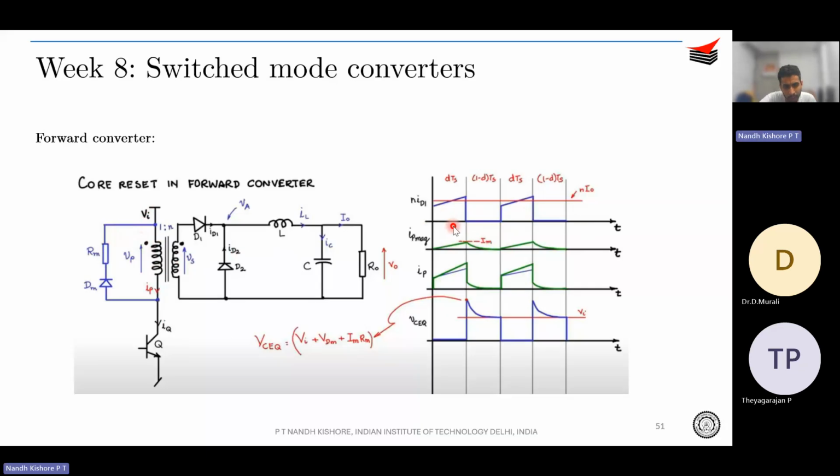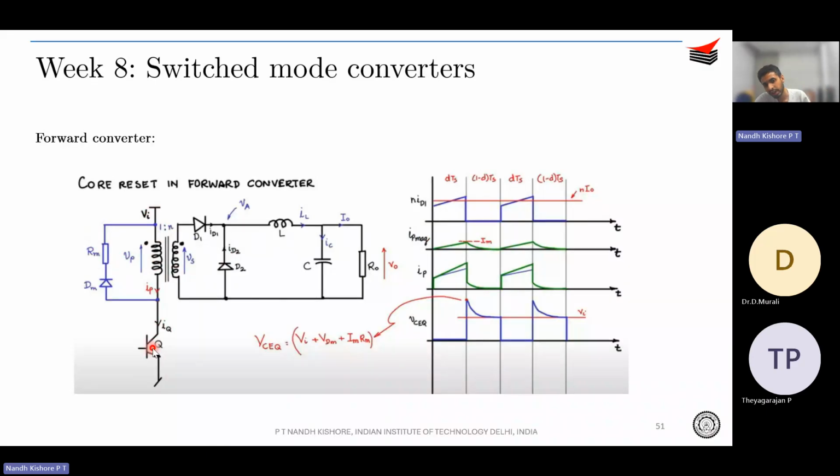Okay, and because of this extra expenditure that you're going to make, what you will see is the blocking voltage is actually higher, right? The blocking voltage is not only Vi. If you apply KVL over here, the blocking voltage will be Vi plus VDM plus IMRM, correct? So not only Vi, but VDM plus IMRM plus Vi. So your device needs to be rated for a much higher voltage than Vi.